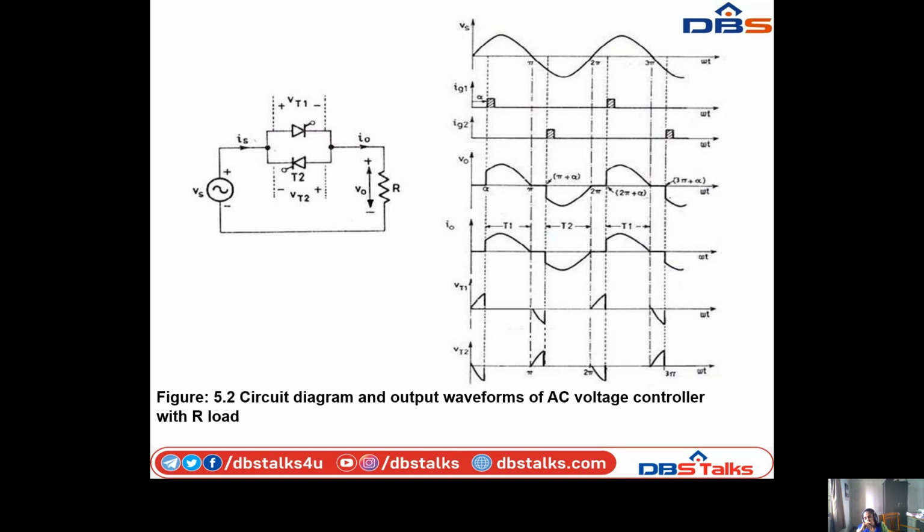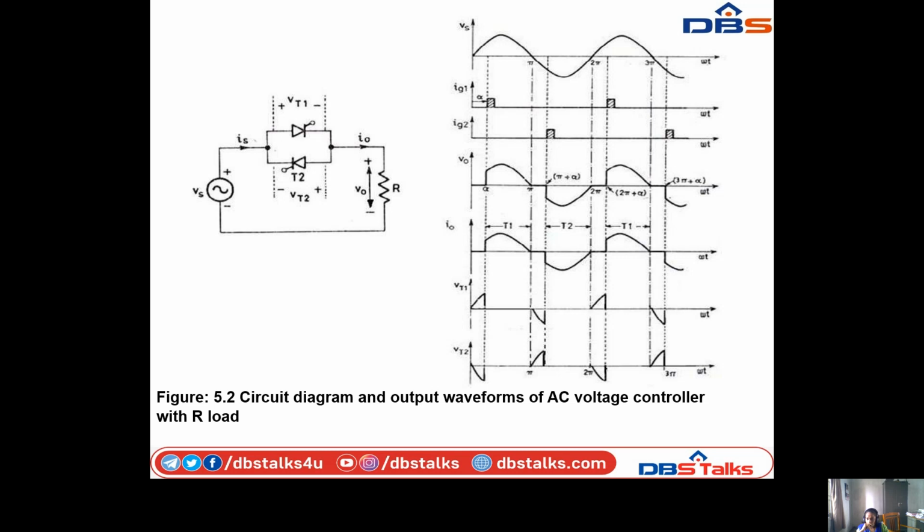And again, 2 pi to 2 pi plus alpha it will be obtained negative, and again it will be obtained from 2 pi plus alpha to 3 pi. So this is the circuit diagram and output waveform of the AC voltage controller.